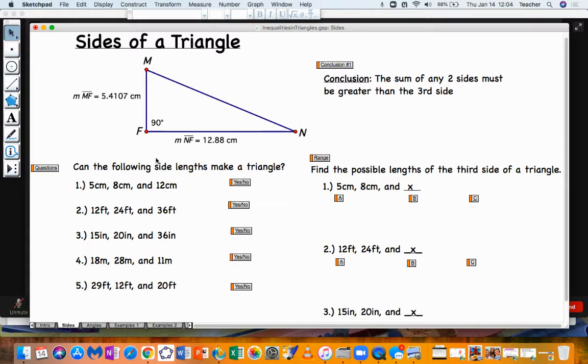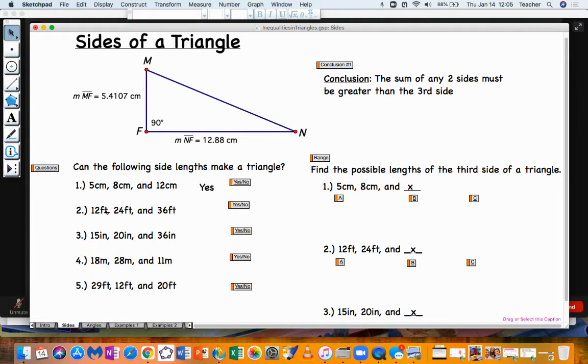Okay, so go back to the example we just did. If we have side lengths 5, 8, and 12, can those somehow be put together to make a triangle? Well, all I'm going to do is add the two smallest, and it has to be bigger than the third. So the two smallest are 5 and 8. 5 plus 8 is 13. 13 is bigger than 12. So yes, that would form a triangle.